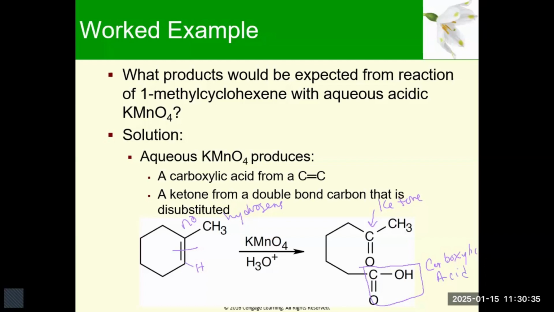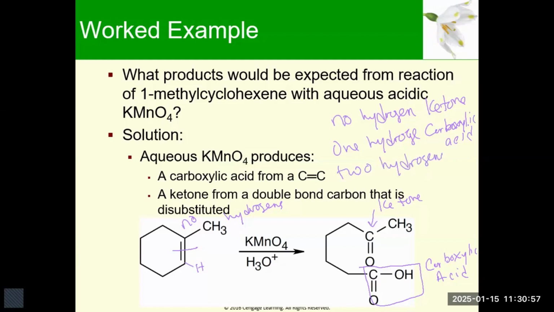Okay, so no hydrogens, ketone. One hydrogen, carboxylic acid. Two hydrogens, carbon dioxide.